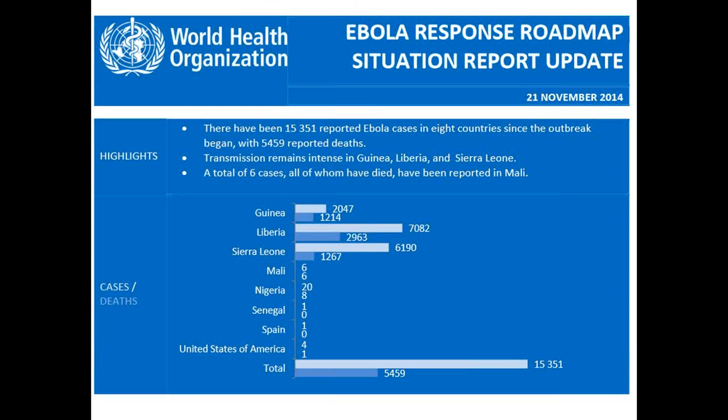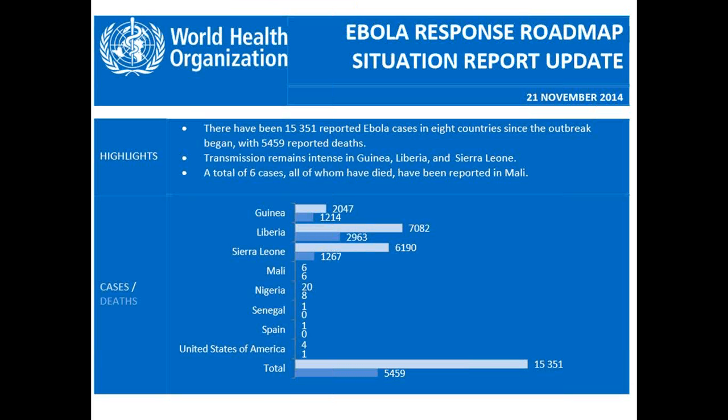Now, in terms of understanding current case numbers, these are the data from this week from the World Health Organization. We all recognize there's been massive underreporting, and again, it just goes to speak to the functionality of the public health system there. To date, there have been 15,351 cases reported, 5,459 deaths. The transmission remains most intense in Guinea, Liberia, and Sierra Leone, with the more recent cases, now 8 cases in Mali. We suspect that this may be underreporting by as much as 3. More recently, it may be less than that.